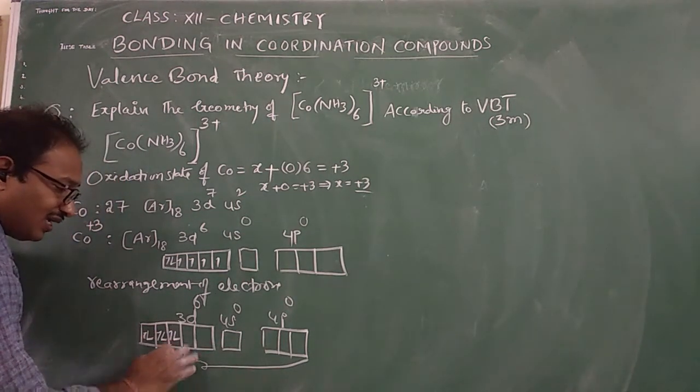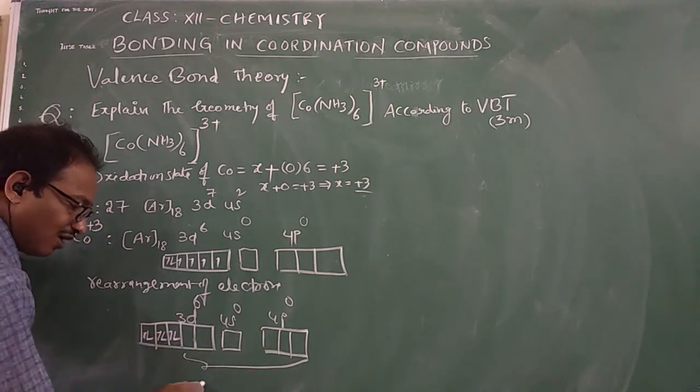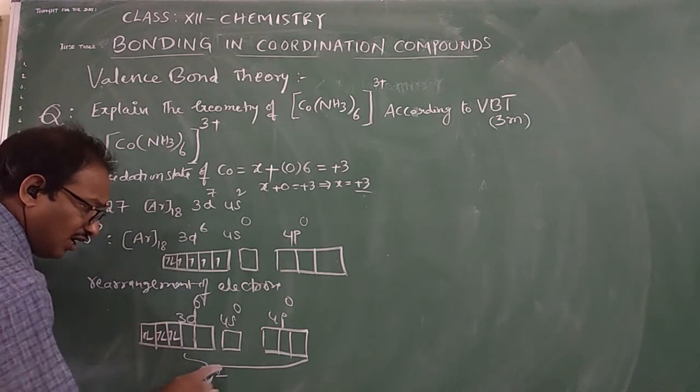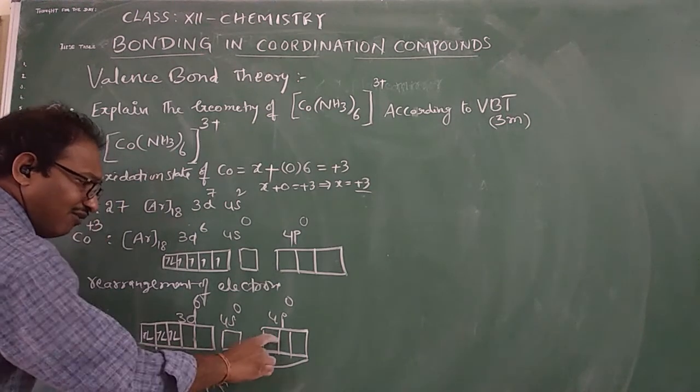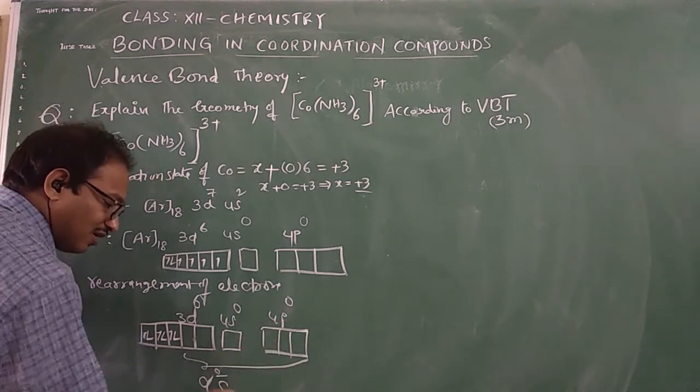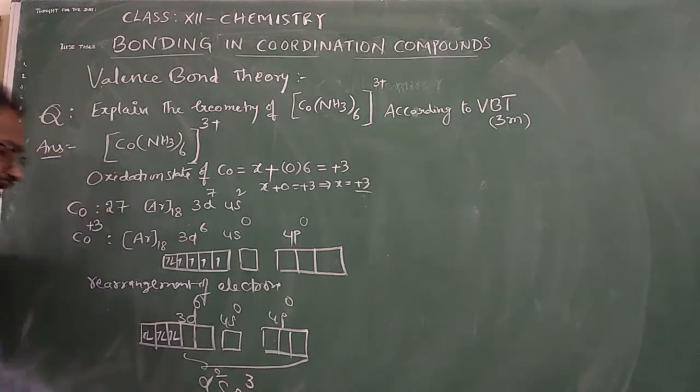Now what was the hybridization? These are the d orbitals. How many d orbitals? 2 d orbitals, d2. 1 s orbital. And how many p orbitals? 3 p orbitals.